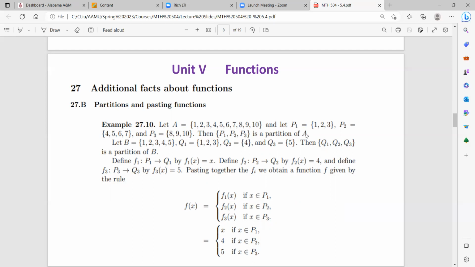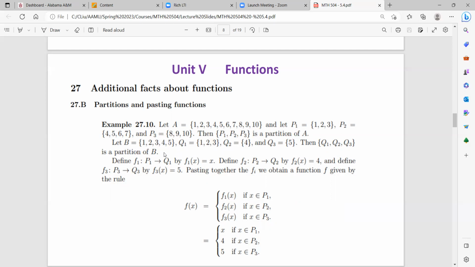We do a similar thing for another set B, which has 5 numbers, 1, 2, 3, 4, 5, and partition it into 3 sets also. Q1 has 3 numbers, 1, 2, 3. Q2 has one number, 4, and Q3 has only one number, 5. Again, if you union them, you get the set B, none of them is empty, and there's no intersection between any of those Qs. So this set of Q1, Q2, Q3 is a partition of B also.